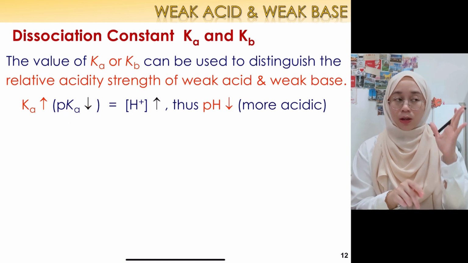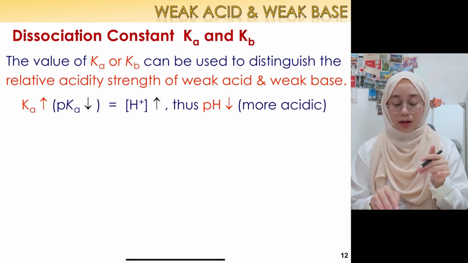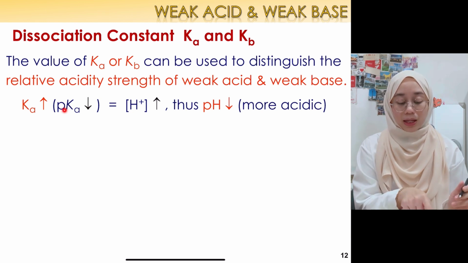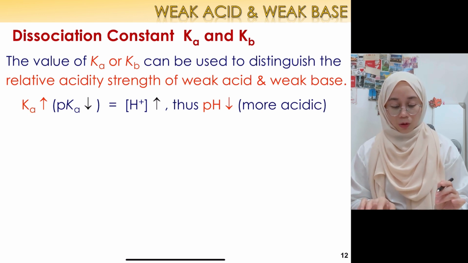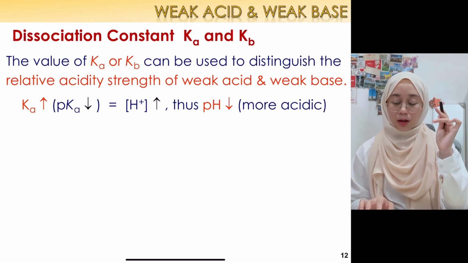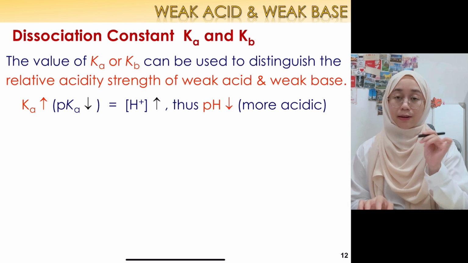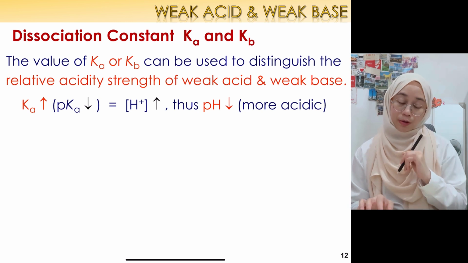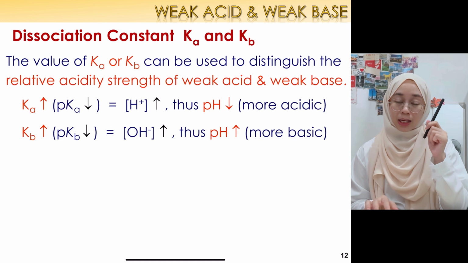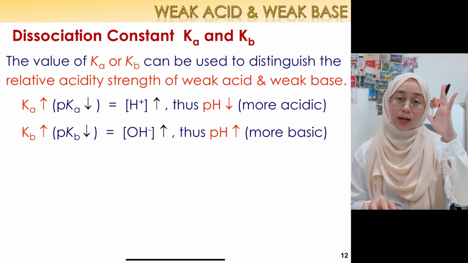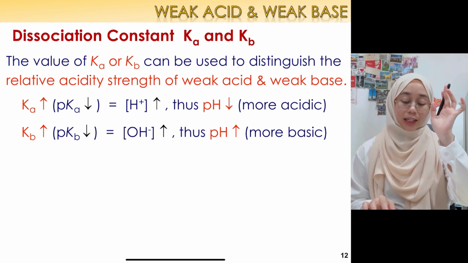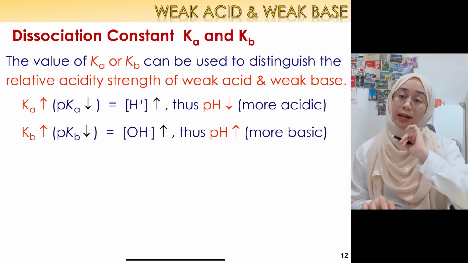Okay, so kalau Ka value tinggi, pKa akan rendah. Okay, pKa ni apa? pKa ni basically negative log kepada value Ka lah. So kalau Ka tinggi, more acidic, because pH dia rendah, ataupun pKa rendah, pH pun rendah juga. Ataupun kalau Kb tinggi, so kita punya concentration of OH tinggi juga, so kita punya pH pun akan tinggi juga. So yang ni bermaksud dia more basic.